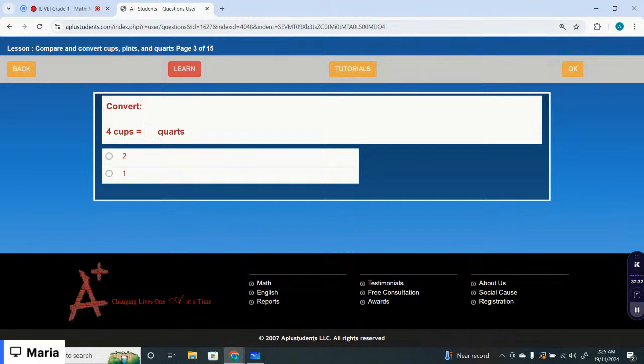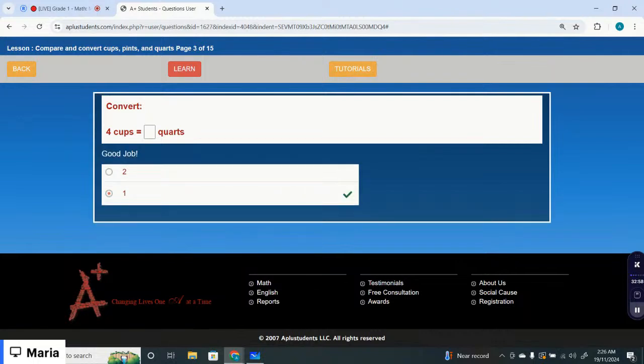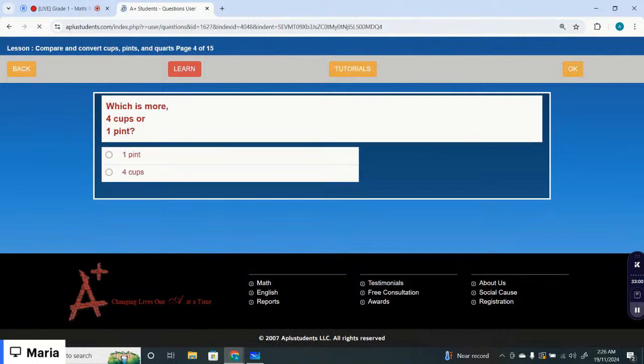Convert 4 cups. 4 cups equal how many quarts? 4 cups equal 1 quart. Option number 2 is the correct option. Which is more, 4 cups or 1 pint? So, which is the correct option?